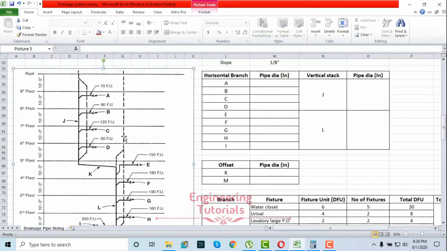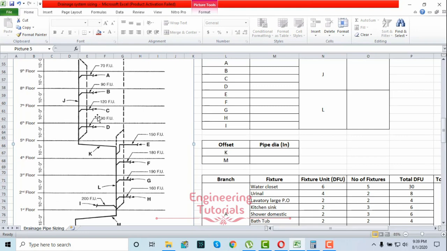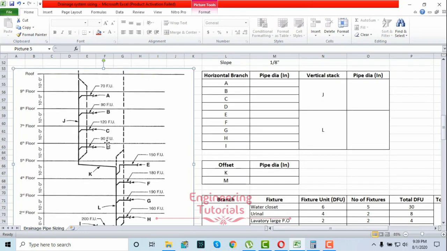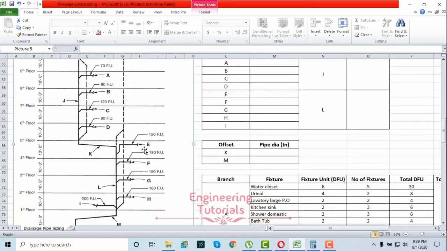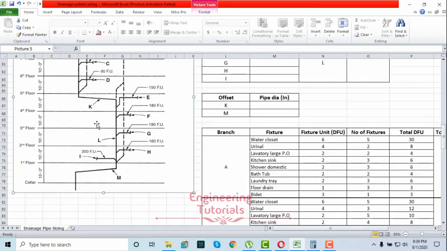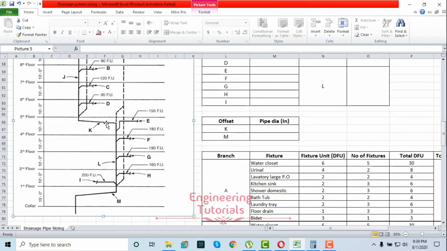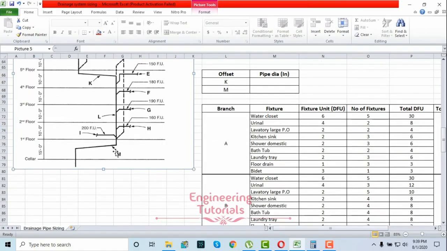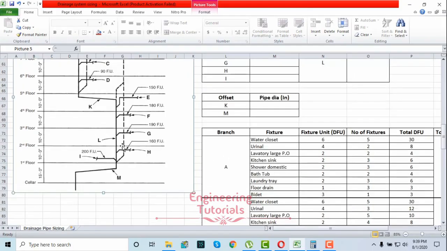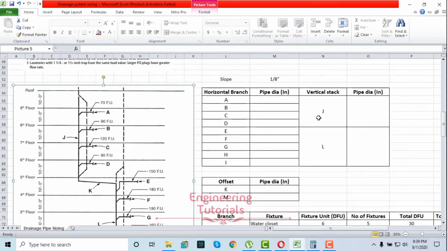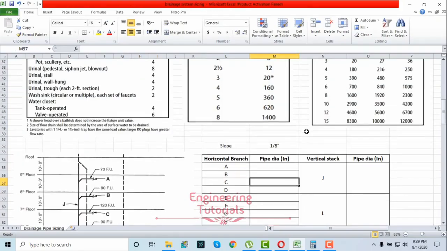As you can see over here, it's given here, and we are going to calculate the pipe size for each branch. As you can see, the sections are given as A, B, C, D, E, F, G, H, I, and then stack J, and then run out K, and then we have run out again M. So this is the drawing which we are going to use to calculate the drainage pipe size.